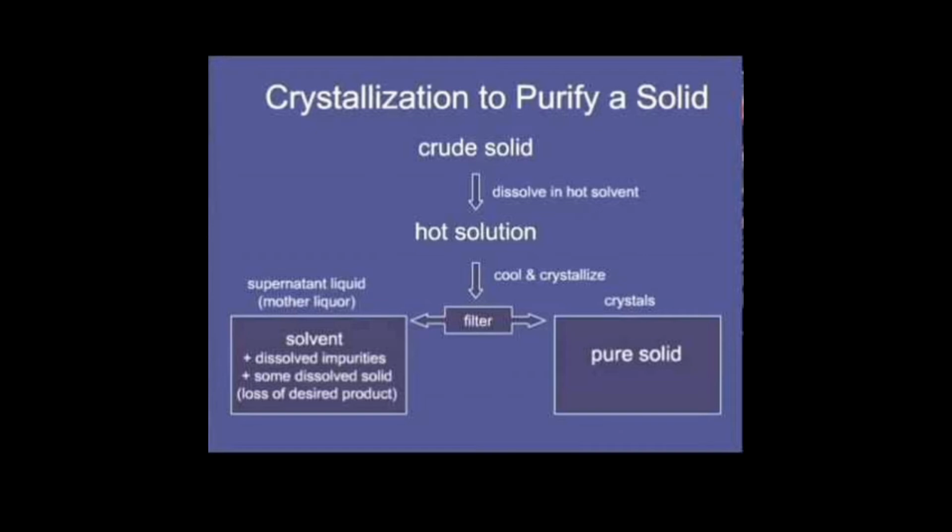Now this is the process of obtaining a pure solid by crystallization. As I told you before, the pure solute is first dissolved into the solvent. Afterwards, it is heated so that a supersaturated solution will form. Then filter it out. The pure solid is obtained on the surface of the filter paper.